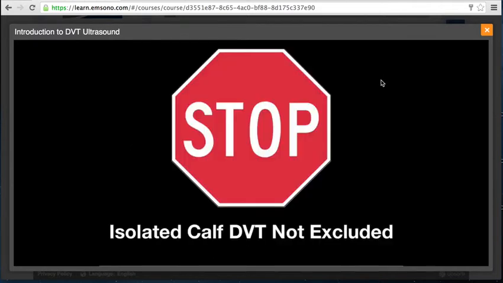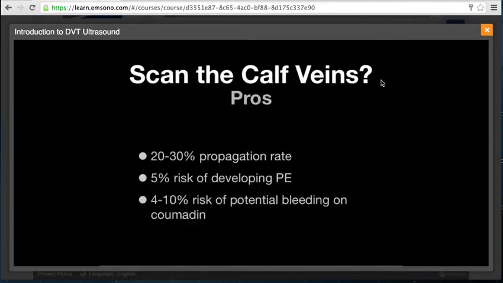So first point to remember is that since we're only scanning from the groin to the popliteal vein, we will not be excluding isolated calf DVTs with this focused study. So I want you to keep that in mind early on, that ruling out isolated calf DVTs will not occur with this study. So this then leads to the question, should we scan the calf veins?